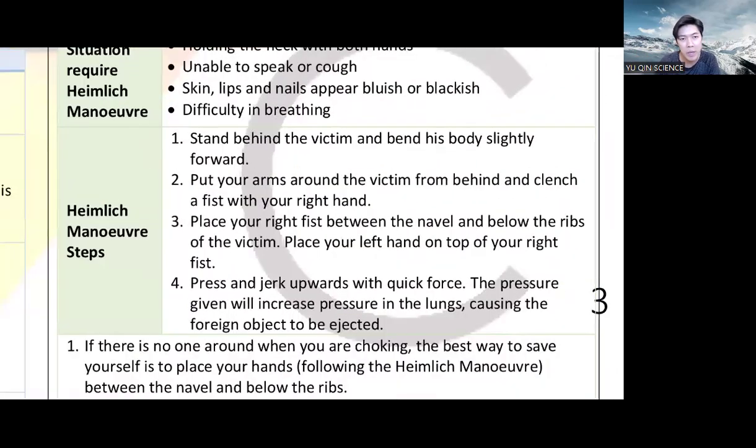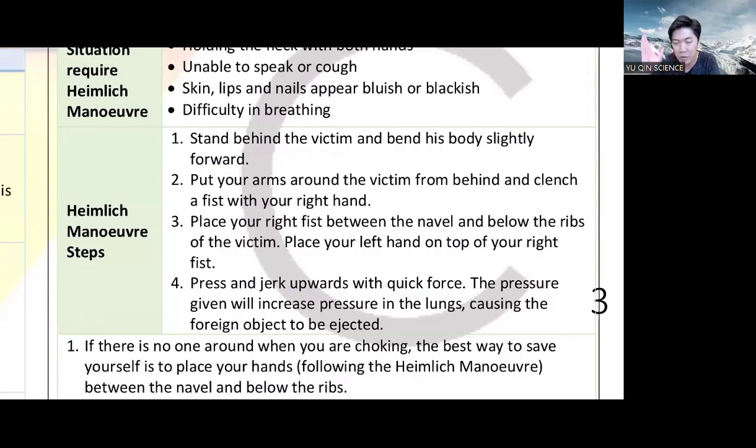Okay, so never stand in front of the victim. Always go behind, because you want to bend the body forward. Hold a fist, go around, and place your fist between the navel and below the ribs, between your belly button and below your ribs. Push it in and jerk upwards with a quick force. The main thing is to jerk the lungs, not the stomach. If you jerk the stomach, you make the person vomit. It's two different tubes, just to make sure you understand.